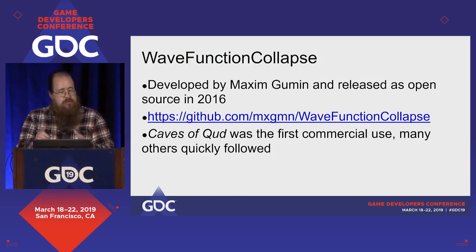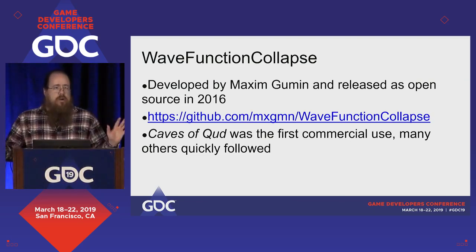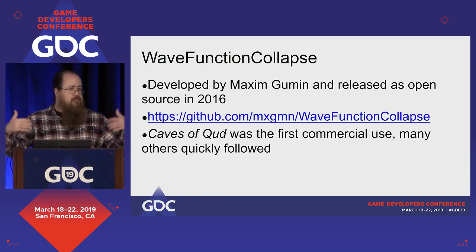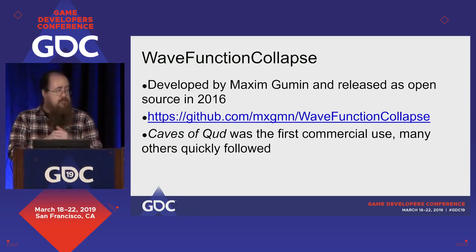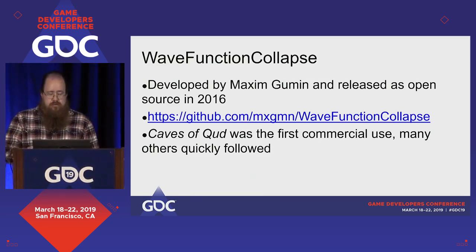So wave function collapse was developed by a Russian mathematician named Maxim Gumin, released open source, MIT licensed, and the repository's out here. It's in 20 different languages. You can go out there and download it now and use it. Hopefully after this talk, you'll be able to go out there and build it into your projects. Caves of Cud was its first commercial use. A bunch of others quickly followed because it's such a powerful technique.